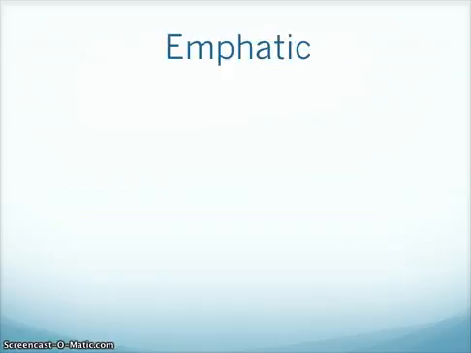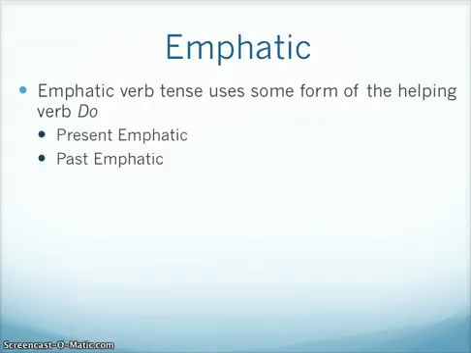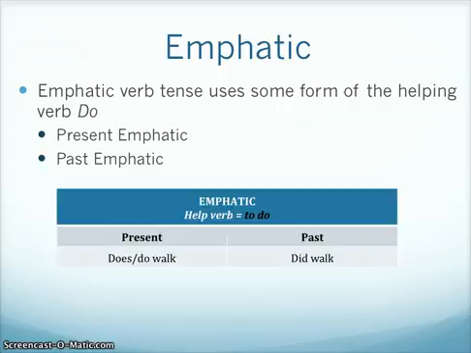And last but not least, we have the emphatic verb tense. And the emphatic verb tense uses some form of the helping verb do. And the great news is that there's only two tenses of the emphatic category. There's present emphatic and past emphatic. There is no future emphatic. And so our chart would look something like this.